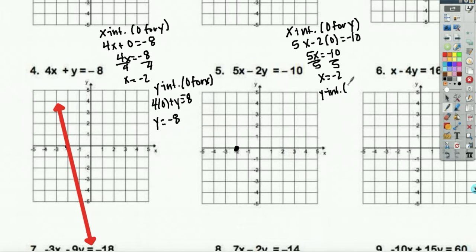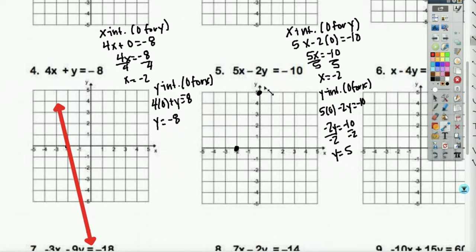To get our y-intercept, we're going to do 0 for x. So we're going to say 5 times 0 minus 2y equals negative 10. So negative 2y equals negative 10. Divide both sides by negative 2, and we'll get y equals positive 5. So we'll go to positive 5 on the y-axis, put a point, and then we'll connect our 2 points. And we've graphed the line for 5x minus 2y equals negative 10.